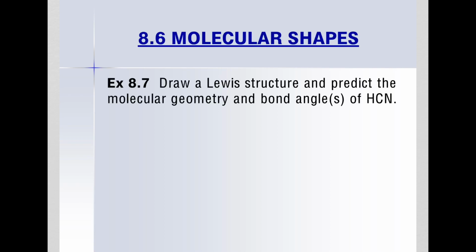Okay, moving on to our next example. Example 8.7, take the same approach. Pause the video right now and draw a Lewis structure for HCN. We will then also decide the electron pair and molecular geometry. Okay, so if we look at our Lewis structure, hopefully you had this.